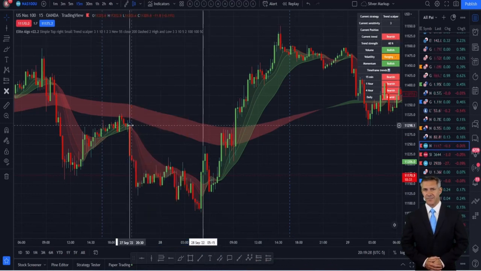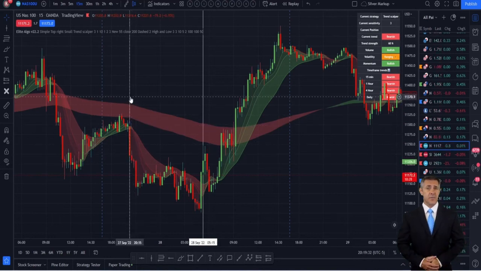Theoretically, I don't really get in on huge candles, because that kind of puts you a little bit ahead of where you want to be in the market. But you get the idea.